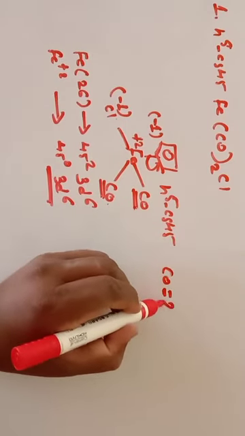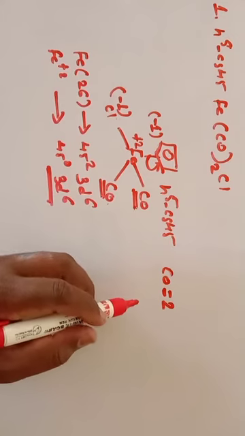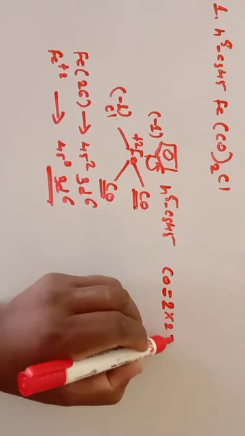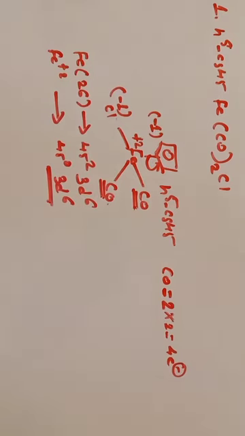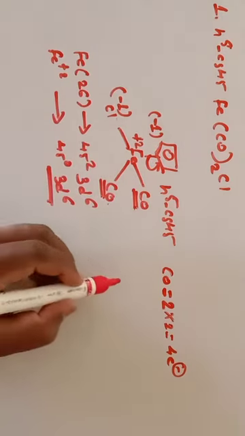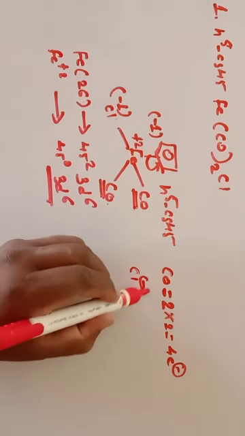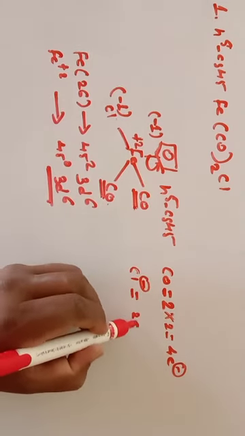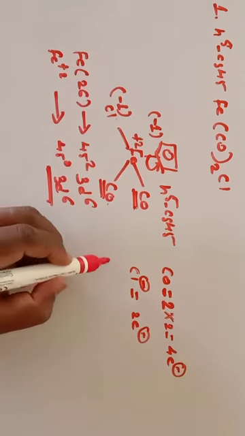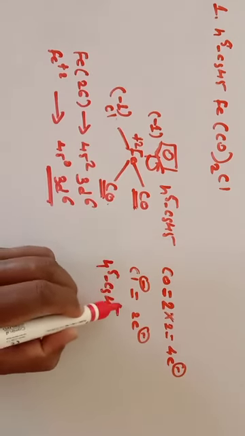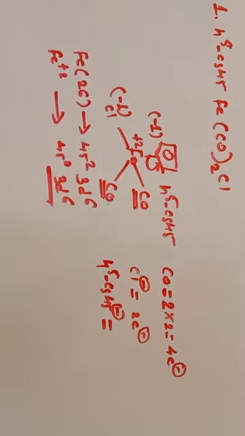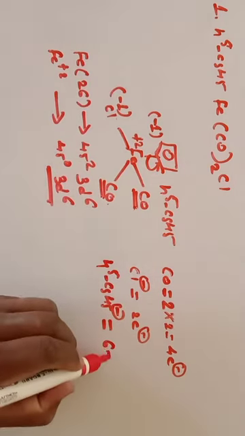Its contribution is 2, but there are a total of 2 carbonyls. So 2 into 2, in total we get 4 electrons. So both carbonyls contribute 4 electrons. Again, this chlorine having a negative charge contributes 2 electrons. And again, this eta 5 C5H5, it also has a negative charge, so it contributes 6 electrons.